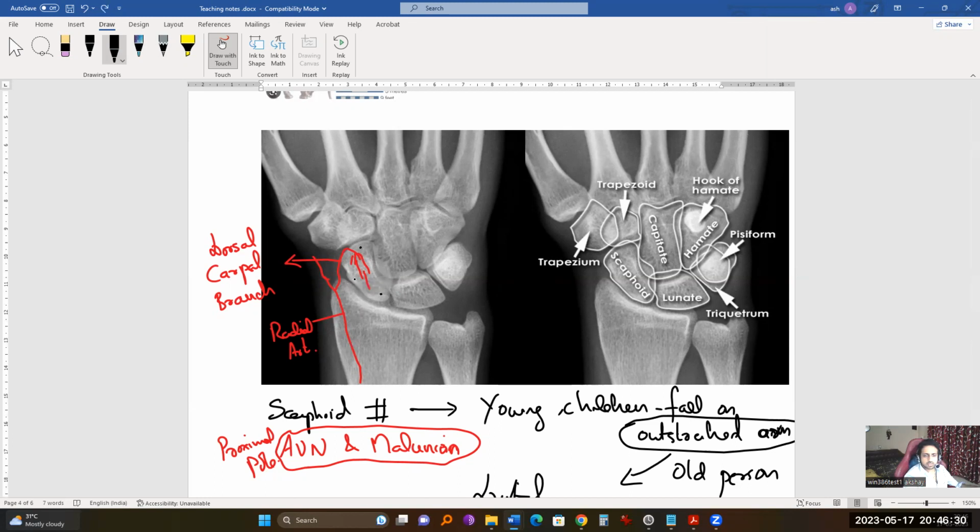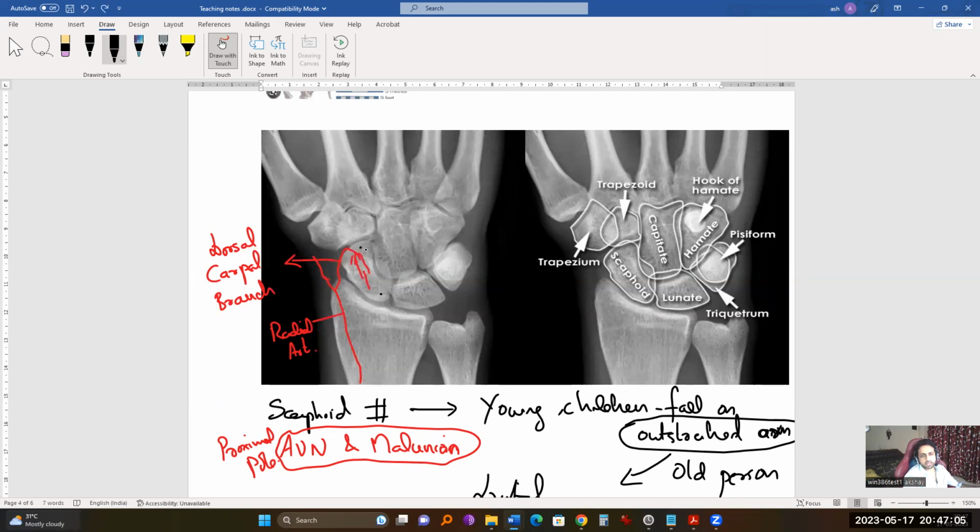If the fracture is in the proximal part, there's the highest risk for avascular necrosis of the proximal pole. If the fracture is in the waist region, there is a moderate risk. And if the fracture is in the distal part, there is comparatively low risk for avascular necrosis.